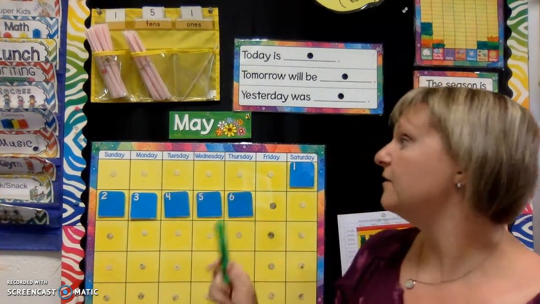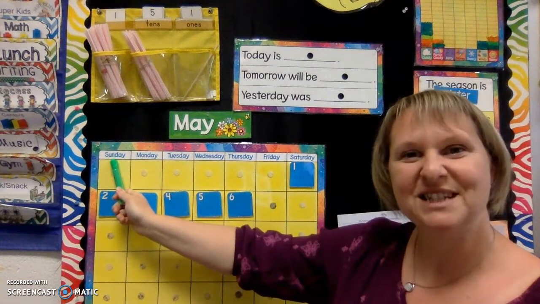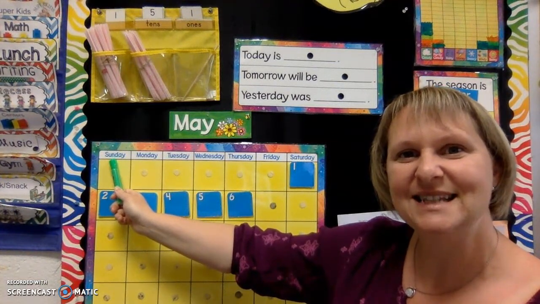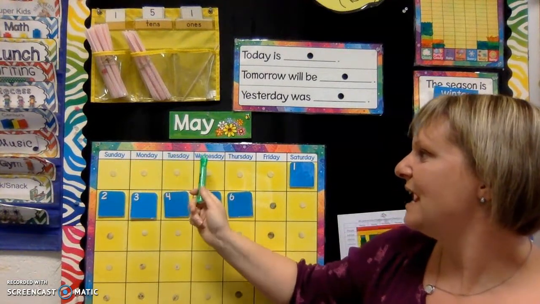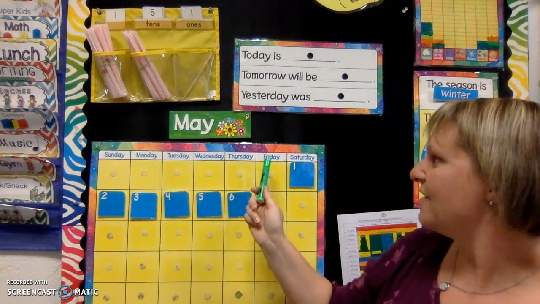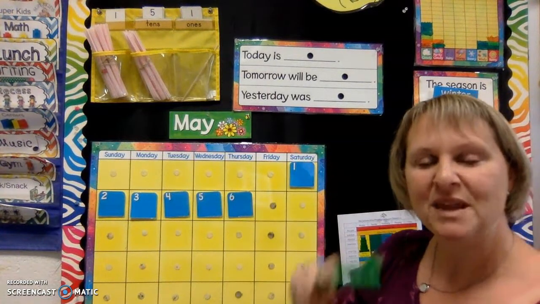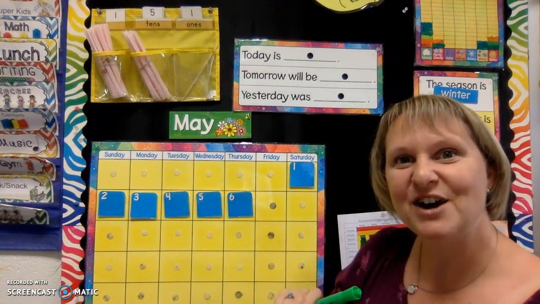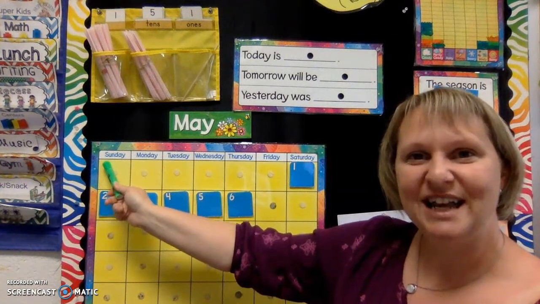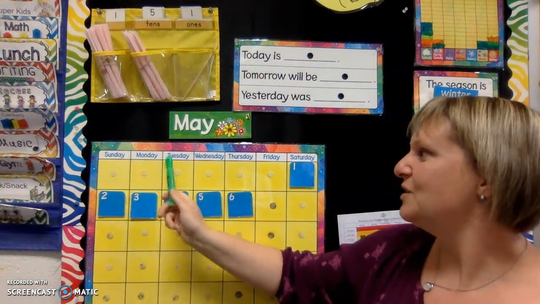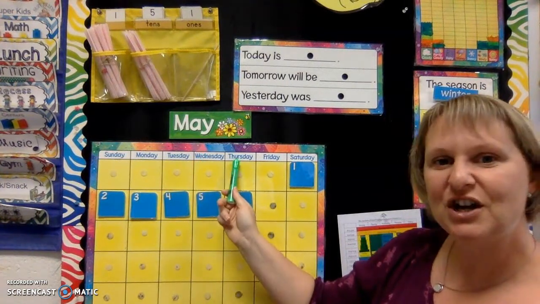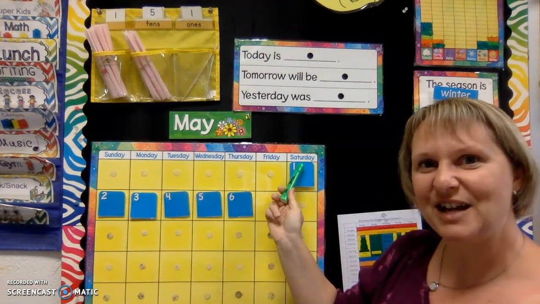Sing the days of the week with everybody, starting with Sunday. Sunday, Monday, Tuesday, Wednesday, Thursday, Friday, Saturday. 7 days make a week, starting with Sunday. Sunday, Monday, Tuesday, Wednesday, Thursday, Friday, Saturday.